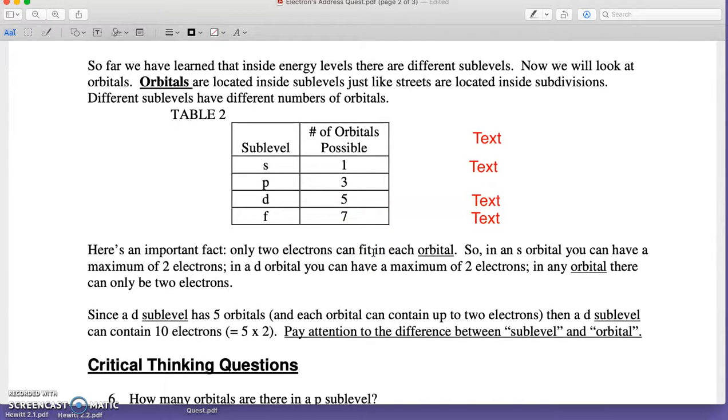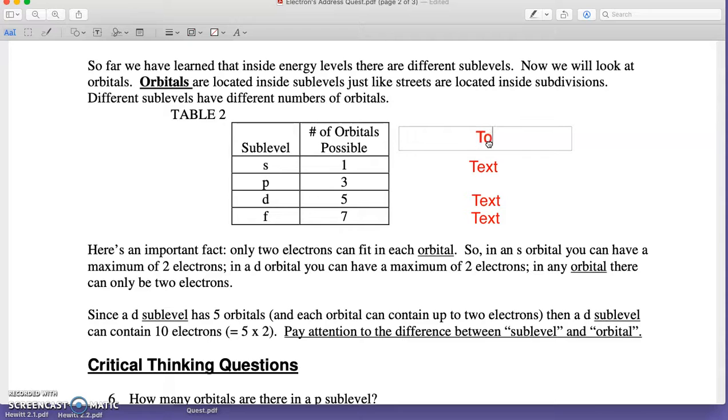Now here's the fact. Only 2 electrons can fit in each orbital. So in an s orbital, you can have a max of 2 electrons. In a d orbital, you can have a max of 2 electrons. So in any orbital, there can only be 2 electrons. But since a d sublevel has 5 orbitals, and each orbital can have 2 electrons, then a d sublevel can contain 10 electrons. So that hopefully helps you understand the difference between sublevels and orbitals, or at least gives you something to hang your hat on.